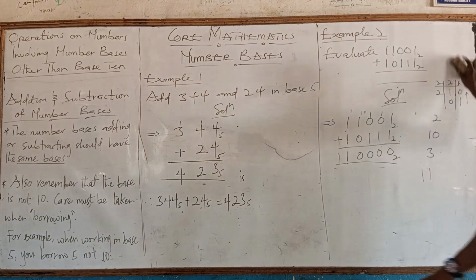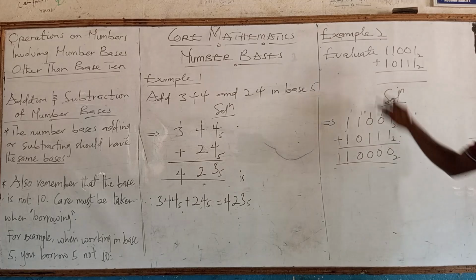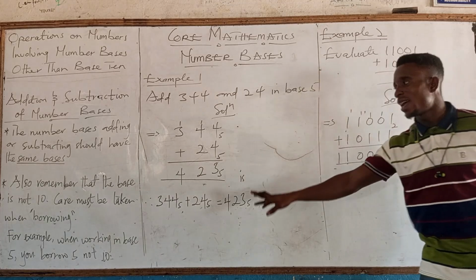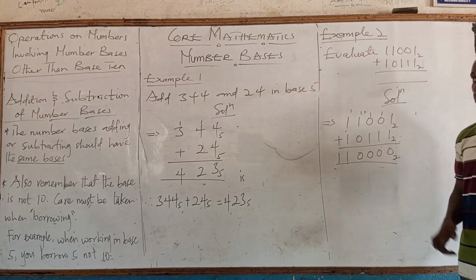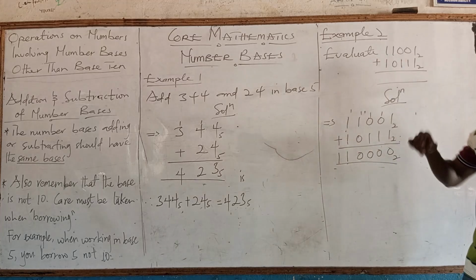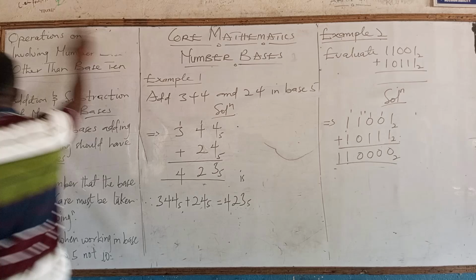There's nothing we are supposed to do again, because we are to evaluate and we've done it. So this one we can't say therefore this plus that. That wasn't the nature of the question. This was given and we've evaluated it. So can we now move on to example number 3? Okay.